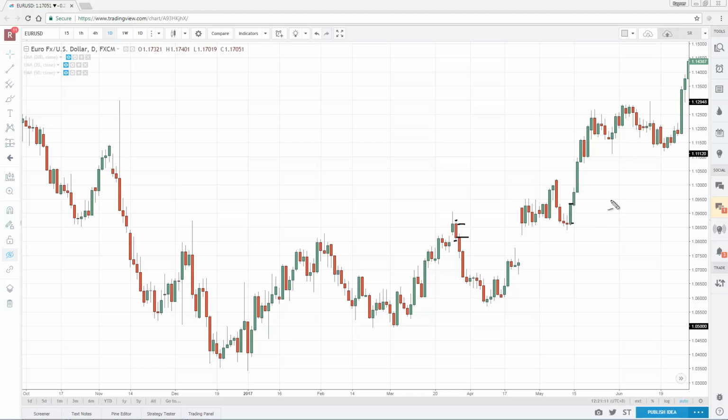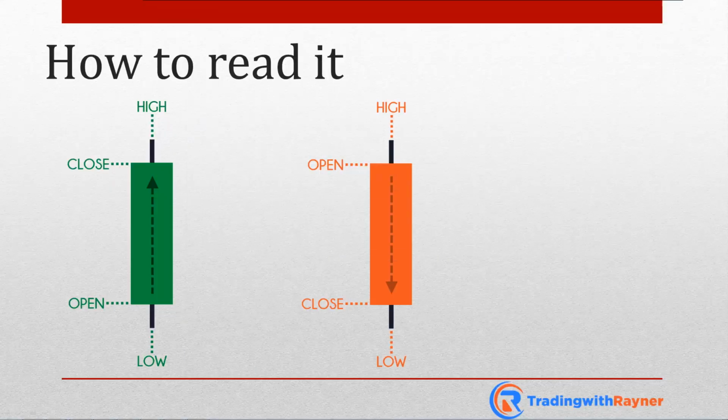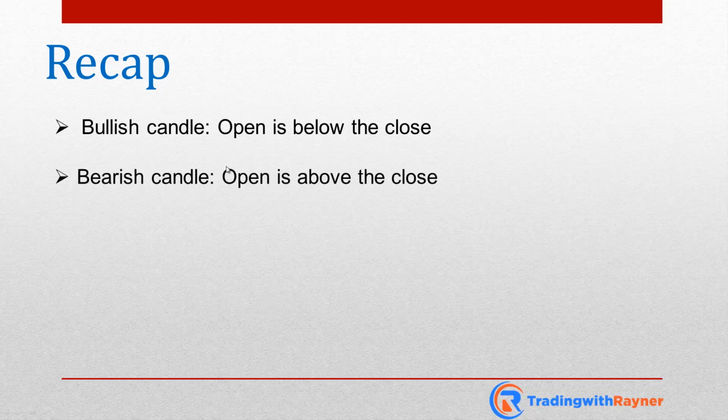If you look at the different candlestick charts, after a while you should get the hang of things. It's pretty simple. So with that, let's do a quick recap. For a bullish candle, remember the open is below the close. For a bearish candle, the open is above the close. The wick basically represents the high or low for a given period. And there you have it. This is how you go about reading a candlestick chart.